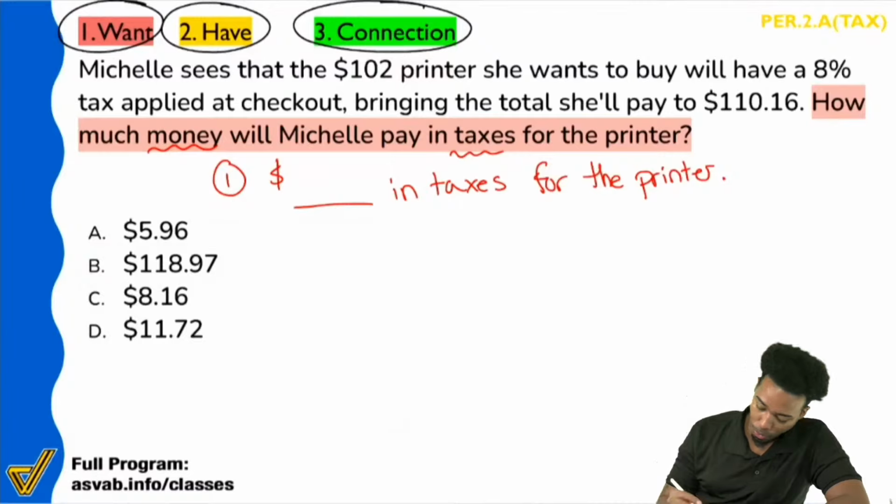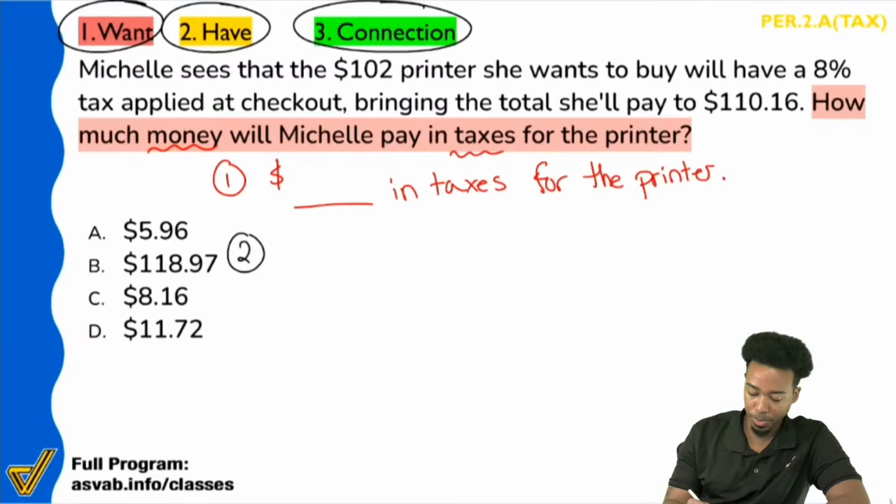Step 2, we're going to look at what we have. So let's just go ahead and highlight the information here. It says, hey, Michelle sees that the $102 printer she wants to buy. Okay. It's a $102 printer. And it says, we'll have an 8% tax applied at checkout. Okay, I see another number here. 8% tax. And then it says, bringing the total she'll pay to this much money. Okay, sounds good.